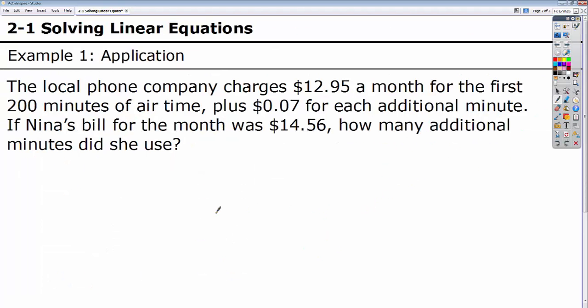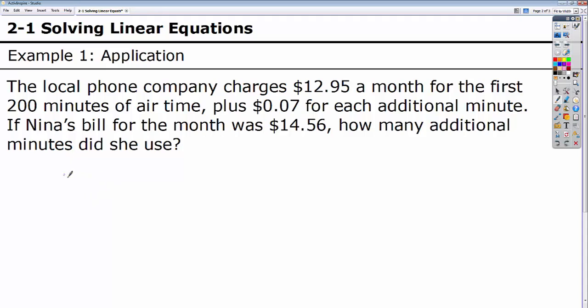Alright, so the first thing we're going to do here is do an application problem for linear equations. Again, something you should be familiar with from Algebra 1. So just some quick review. This local phone company charges $12.95 a month for the first 200 minutes of airtime, and then they add plus 7 cents for each additional minute. If Nina's bill was $14.56, how many additional minutes did she use?